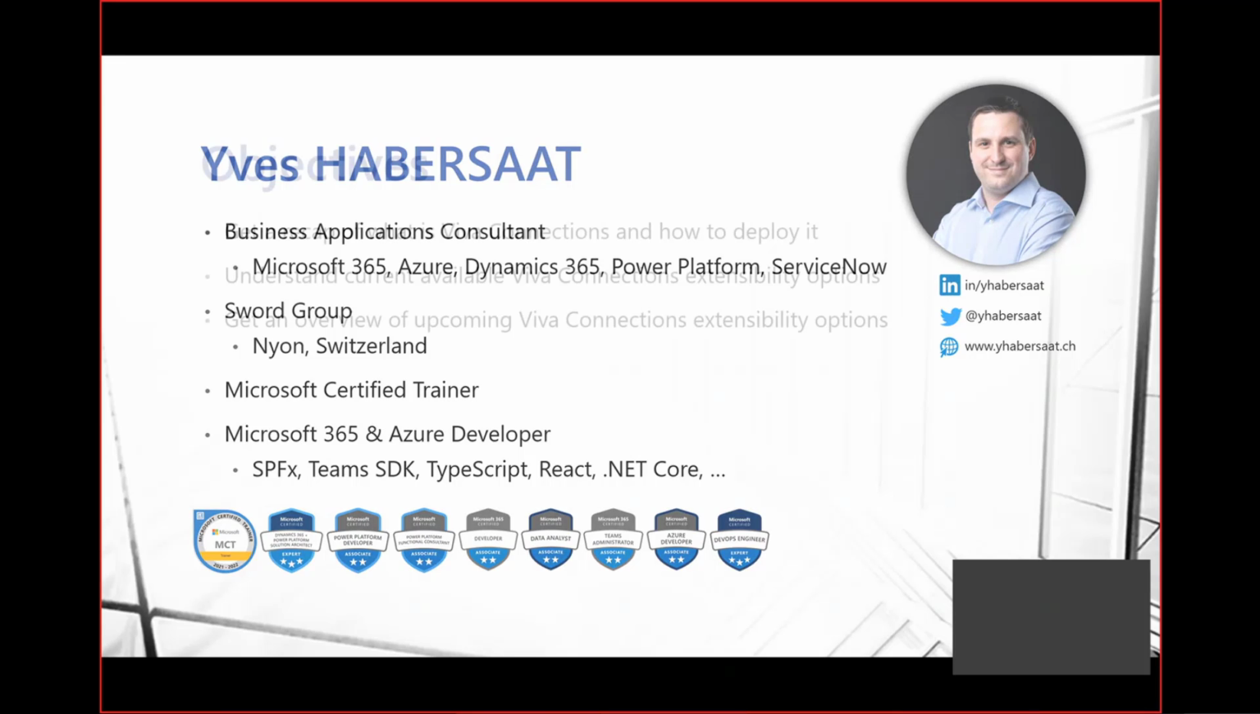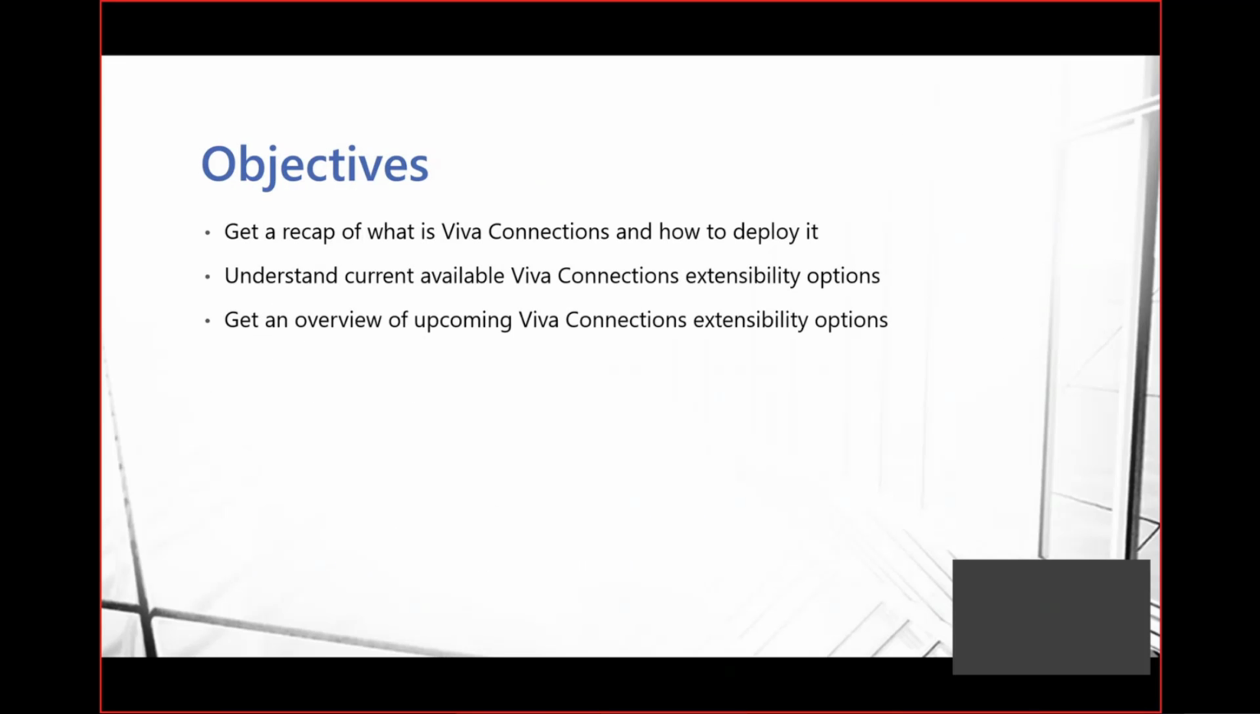Right, that's for me. And for today, we have 3 objectives. The first, you will get a recap of what is Viva Connections and how to deploy it in your Microsoft 365 tenant. The second will be to understand current available Viva Connections extensibility options. And the third, you will get an overview of upcoming Viva Connections extensibility options, which are currently in beta. It's a beta, and the demo will focus on some beta features.